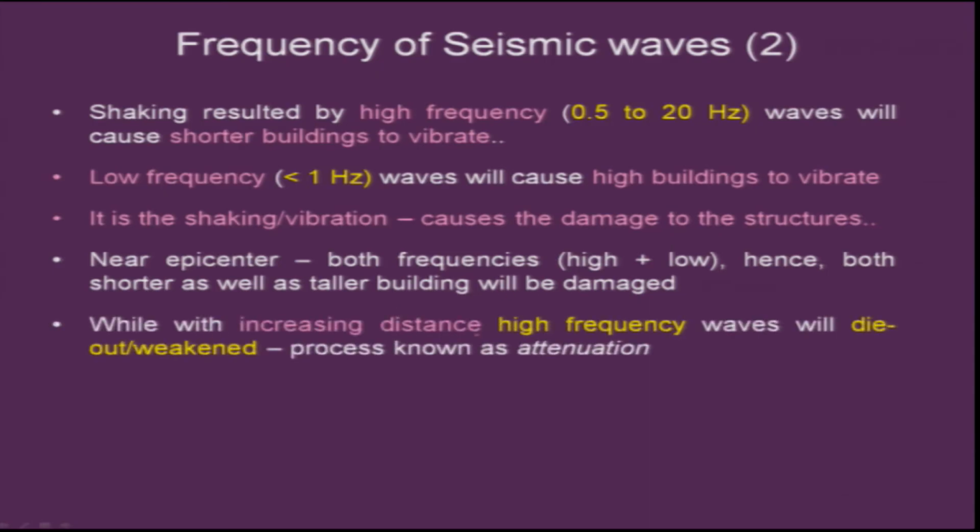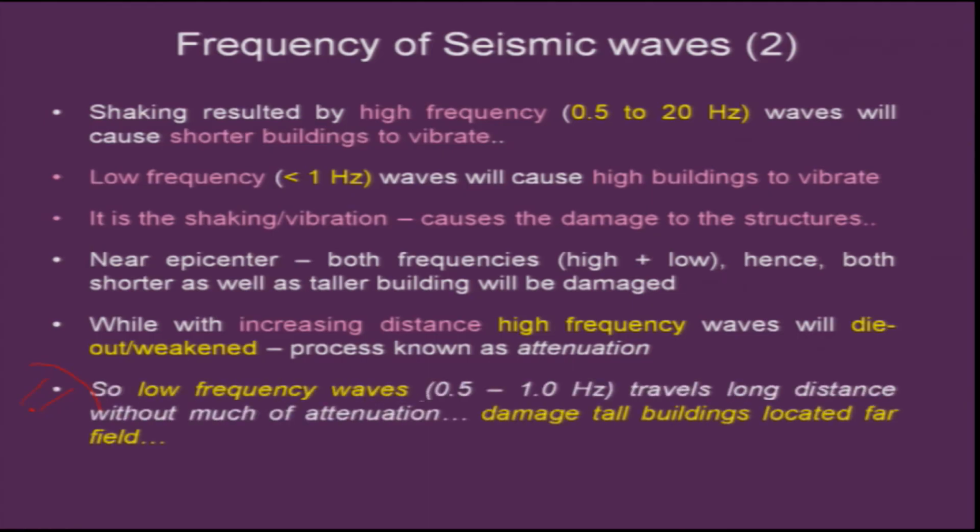While with the increase of distance, because there is an epicenter and then the waves will travel farther away, as you have the increase in distance, high frequency waves will die out actually. So the body waves will die out and get weakened. This process is known as attenuation, whereas low frequency waves, which are less than 1 hertz, travel long distances without much attenuation. So the surface waves will travel much farther and damage tall buildings located even far.